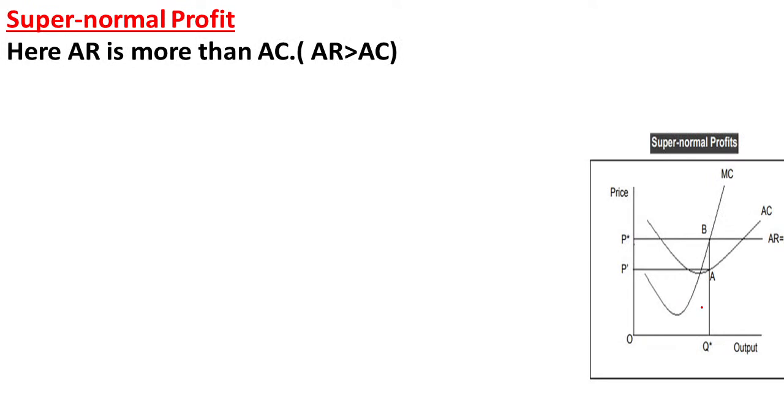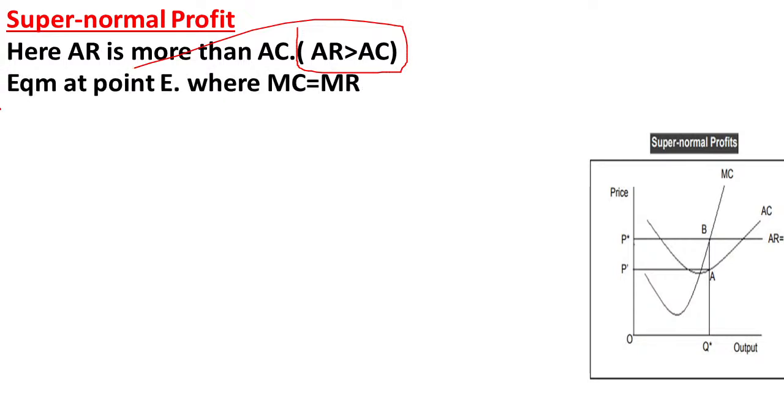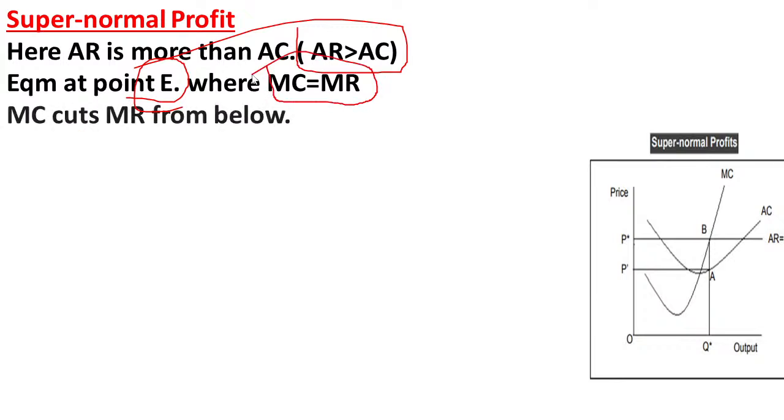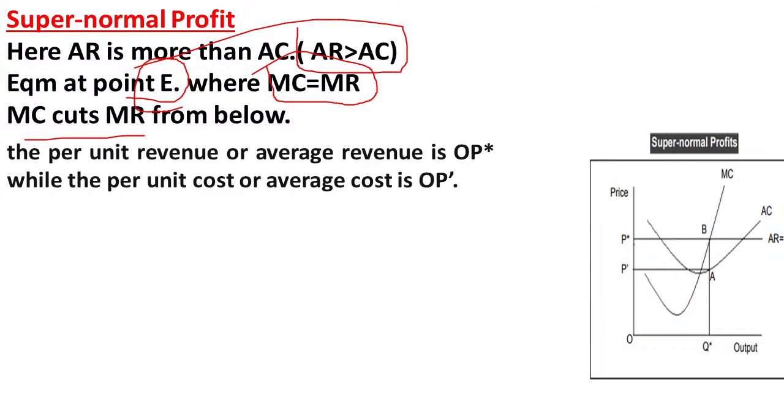Then the second one is supernormal profit. In case of supernormal profit, average revenue is greater than average cost. So here the firm is going to earn a higher level of profit. Here the equilibrium point is E. Two conditions are there: marginal cost equals marginal revenue, and the marginal cost curve must cut the marginal revenue curve from below. Let us study this diagram, then you will understand.